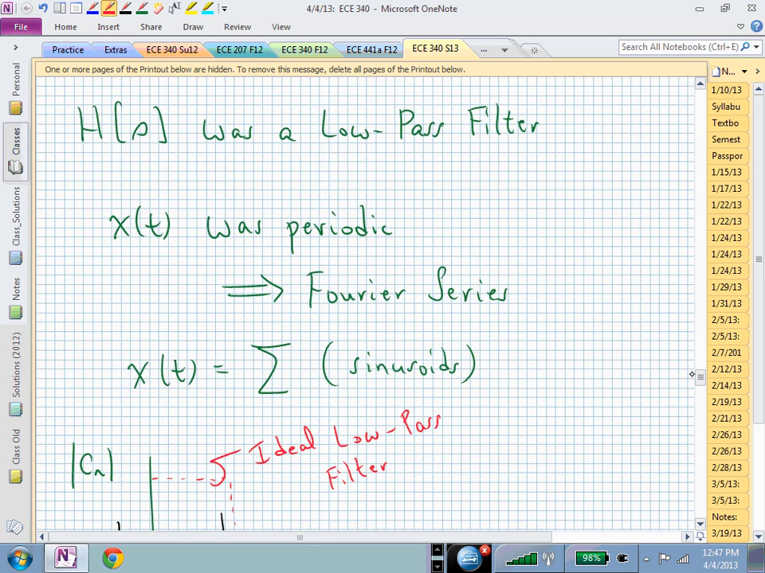Here's basically a summary of what we did. H of S was a low-pass filter. X of t was periodic. That means, boom, once we've identified we have a periodic waveform, we can find the Fourier series. That simply means that we have this collection of sines and cosines. X we could write as a sum of sinusoids.